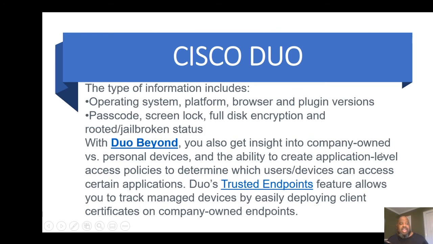So Duo includes operating system, platform, browser, plugin version, passcodes, screen locks, and full disk encryption, rooted and jailbroken status. With Duo Beyond, you also get insight on company-owned versus personal devices. This has the ability to create application-level access policies, determining which user devices can access certain applications. Duo Trusted Endpoint features allow you to track managed devices by easily dropping client certificates on company-owned endpoints.